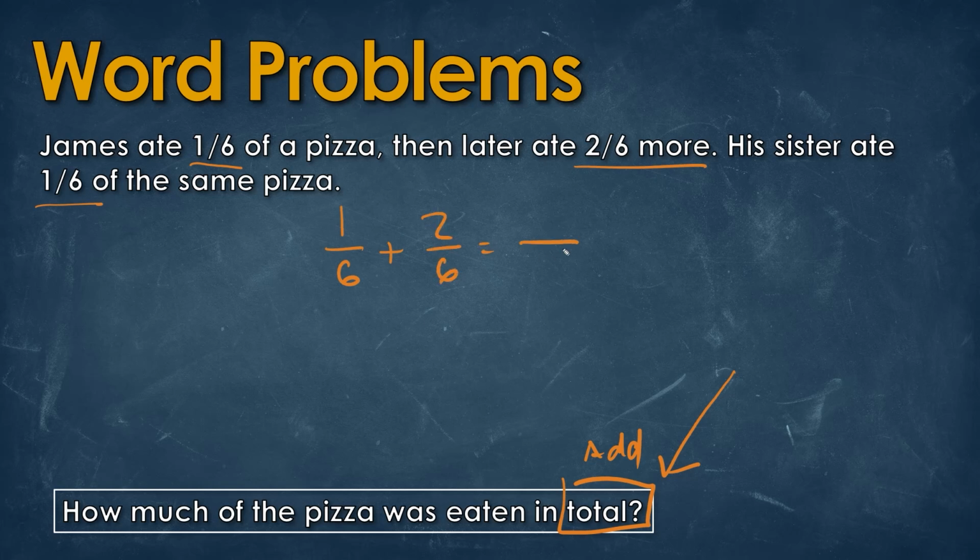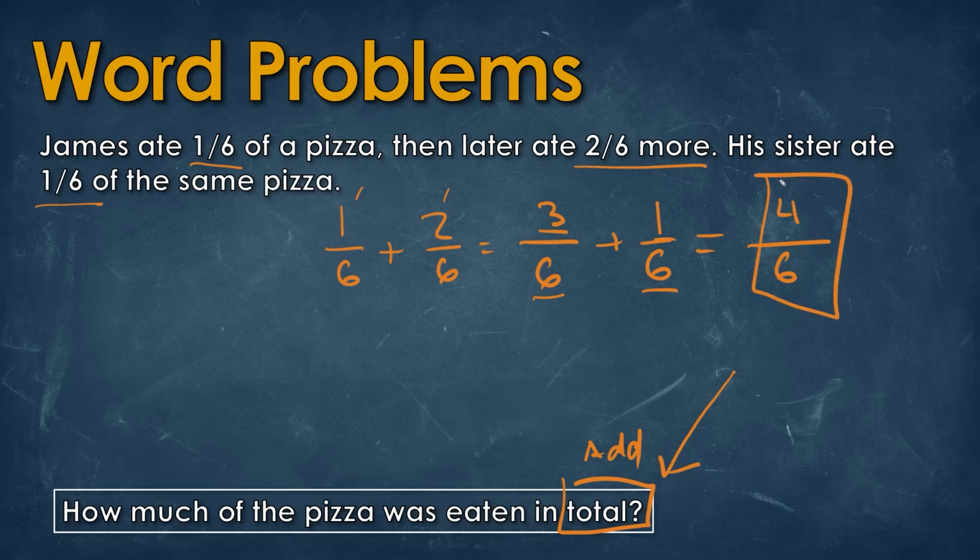We're going to put the same denominator 6 on the bottom, and then we're going to do 1 plus 2, which is going to be 3. Then we're going to add his sister's slice of the pizza, which is 1/6. We'll have that same denominator of 6, that number on the bottom stays the same, and then we'll add 1 plus 3, which is going to be 4. So our answer is 4/6.